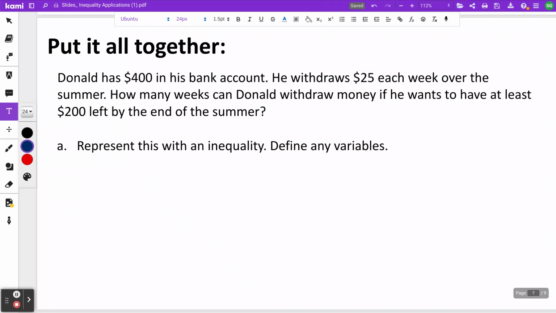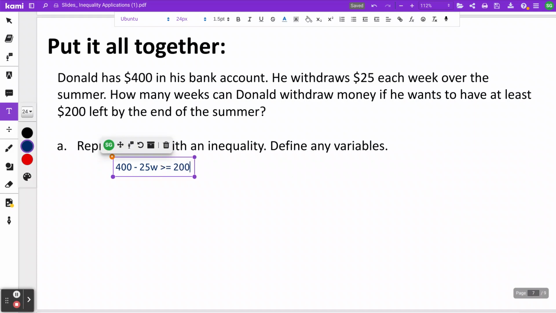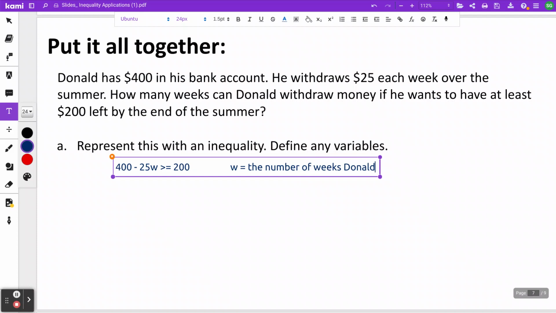For this one here, to represent this story about Donald with an inequality, he is starting with $400. He is withdrawing or taking out $25 each week, and his goal is to have at least $200 left. So we want that money in his account to be greater than or equal to 200. I use that variable W. W is going to represent the number of weeks Donald withdraws money from his account or something like that.